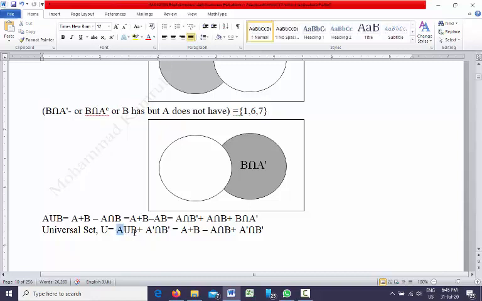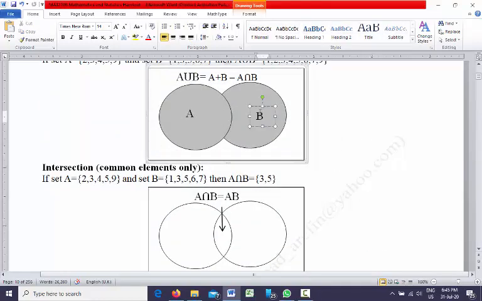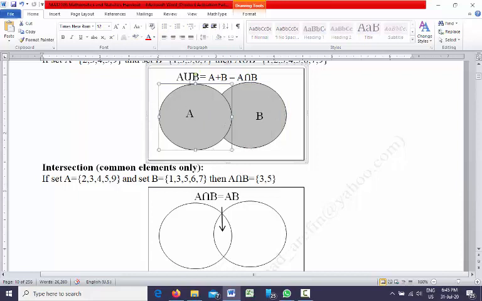So the universal set is made up of A union B. A union B is the total area covered by these two circles. And remember the white portion: the area inside the rectangle but outside the circle, that is the white portion inside the rectangle.